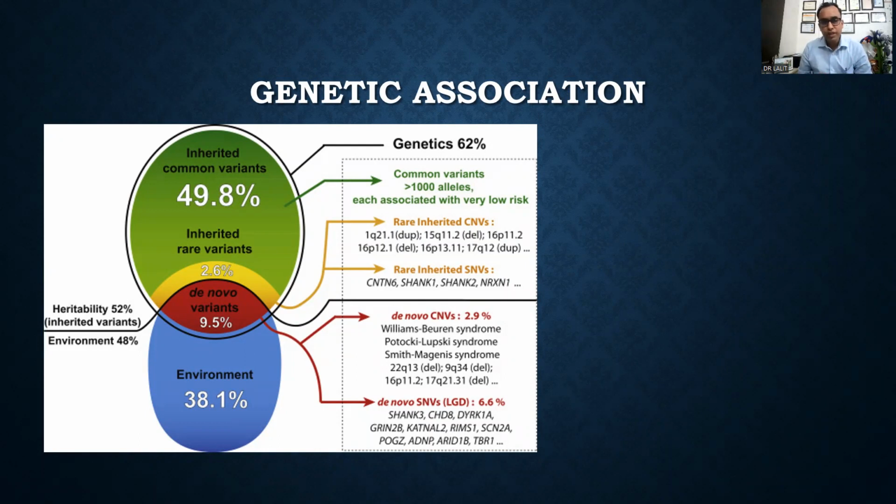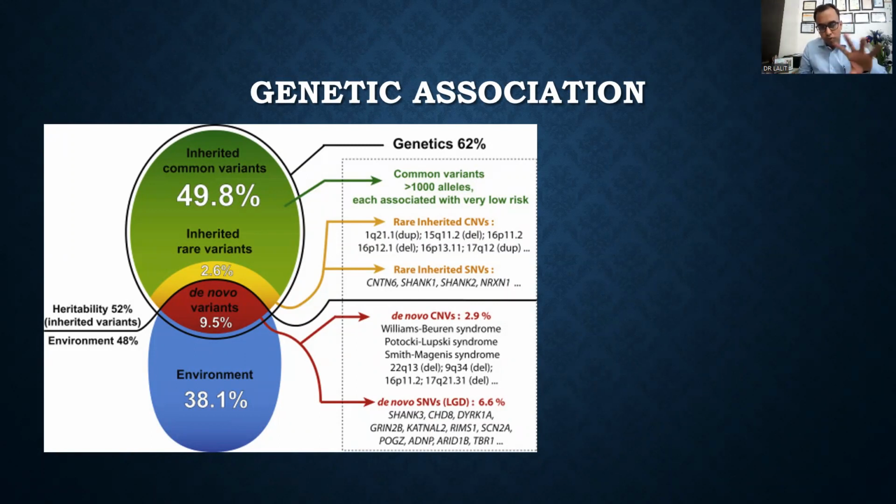So if I talk about genetic association, 62% has been associated. And out of this, 49.8% are considered to be inherited common variants, that means transmitted from the parents. 2.6% are considered to be inherited rare variants. 9.5% they consider to be de novo variants, that means which were not previously present in the parents and not transmitted.